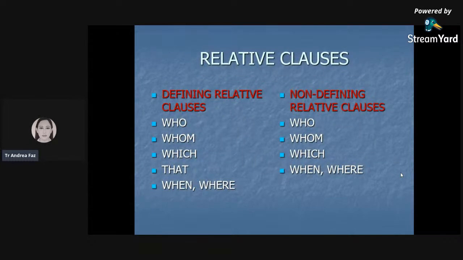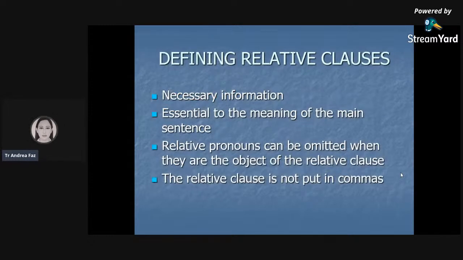There we have. I already mentioned that we have different types of relative clauses: defining relative clauses and non-defining relative clauses. And we know that we have relative pronouns that help us to connect ideas, but in both cases, we have different pronouns that work with each one of them. For example, with defining relative clauses, we have pronouns like who, whom, which, that, when, and where. And with non-defining relative clauses, we have pronouns such as who, whom, which, when, and where. We're going to see how they work.